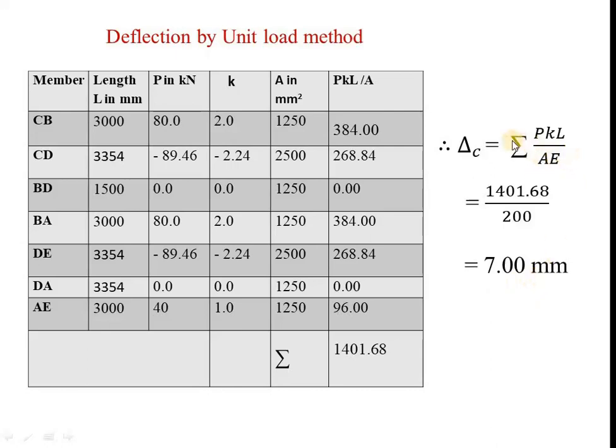Suppose A and E are constant: only calculate PKL, and put A and E at the end. If A is not common, you include it in the table. E will usually be common to all members, so you can take it like this.